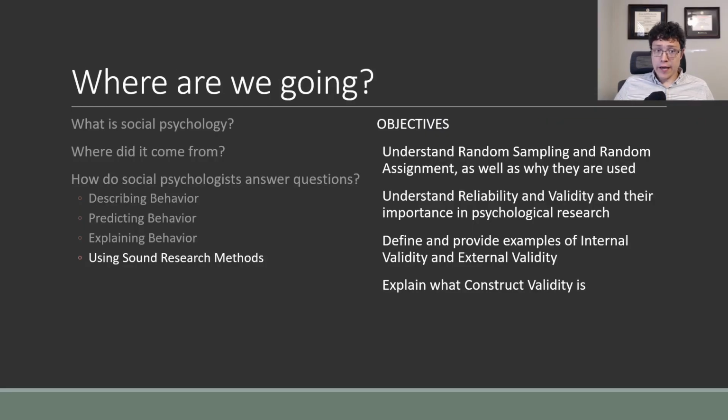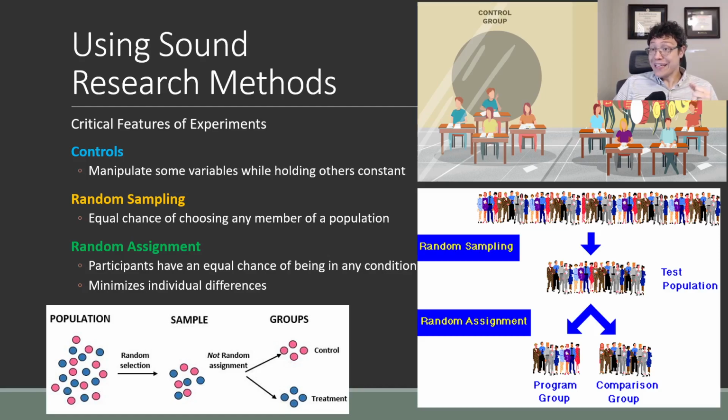So to kind of finish up here today, we're going to talk about using sound research methods. While we are predicting, explaining, and describing behavior, we have to make sure, especially in experiments, that we are using good sound methods. That includes using controls, making sure some variables are held constant while others are manipulated. Making sure we randomly sample, so you are randomly selected from a group of people to take part in this experiment. And then when you are randomly selected from that group, you are randomly assigned to be in either the control group or the experimental group.